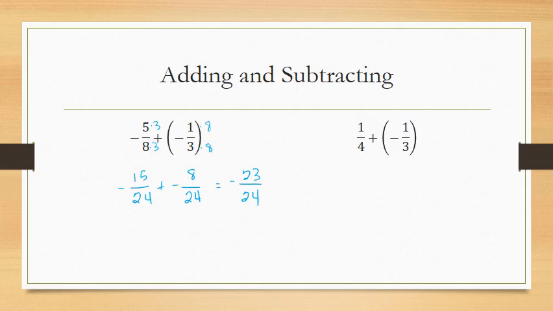Question number 2, my common denominator is 12. I have to multiply 4 by 3. I have to multiply 3 by 4. Whatever you do on bottom, you have to do on top. So I get 3/12 plus a negative 4/12. Here we have different signs, so we subtract. 4 minus 3 is 1. 4 is bigger, so I get a negative 1/12.